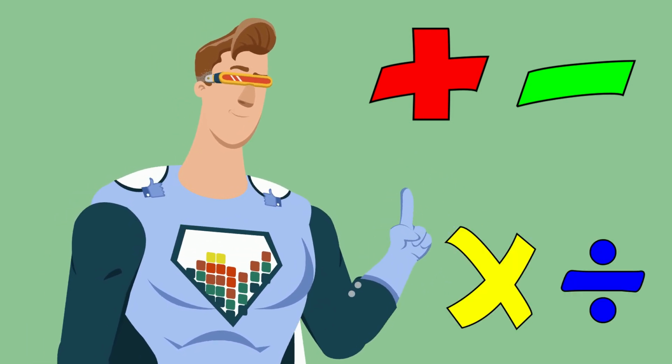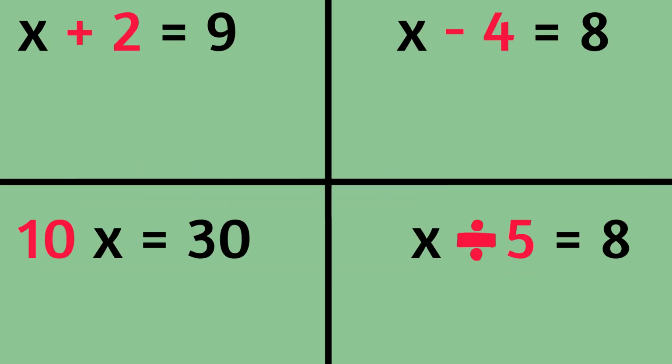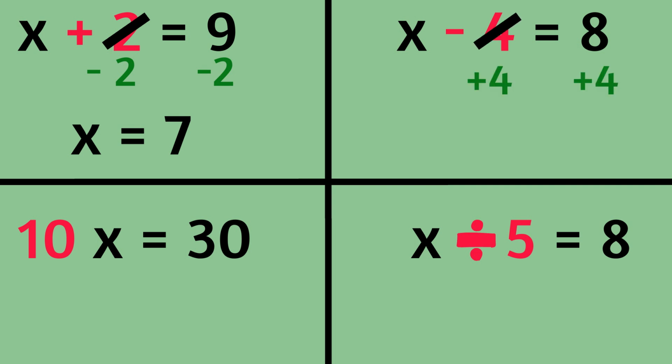Let us apply this on some one-step equations. In all these examples, we need to remove all the numbers that sit around the x, because we want the x to be on its own. In the first one, we can remove plus 2 by the opposite, which is subtracting 2, from both sides, so x equals 7. In the second, we remove minus 4, by adding 4 to both sides, so x equals 12.